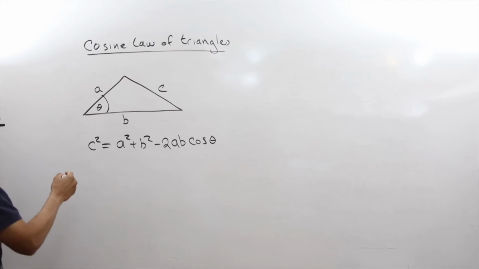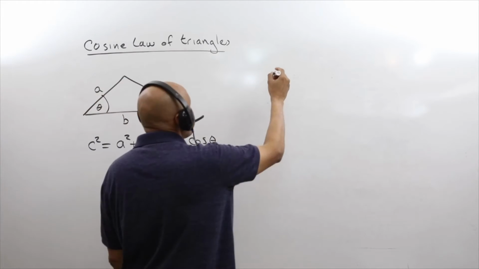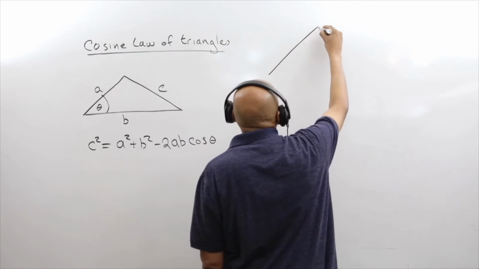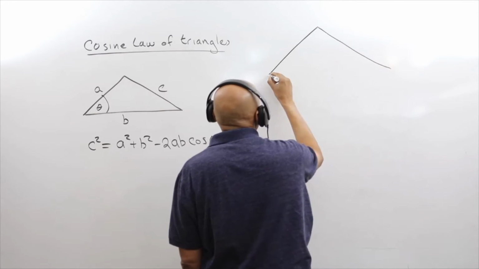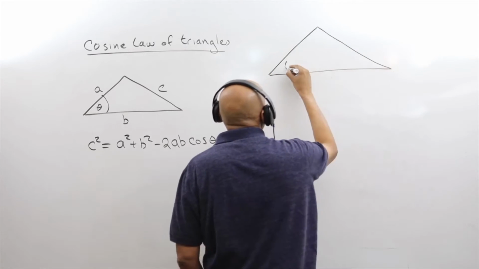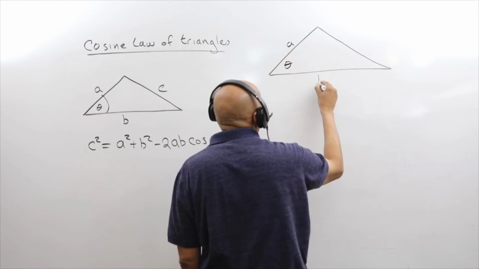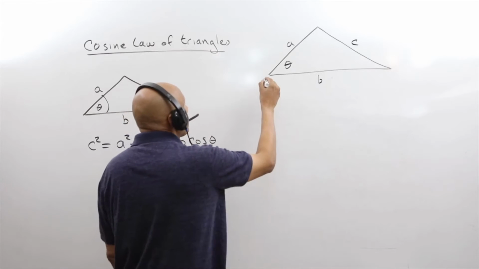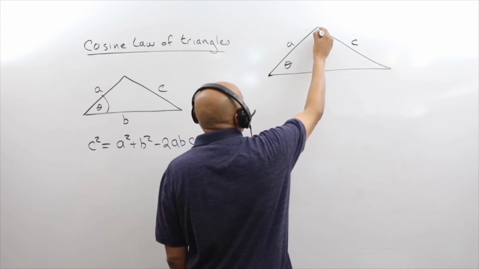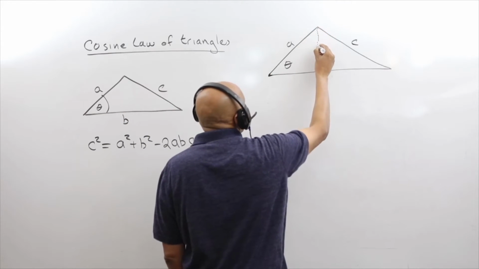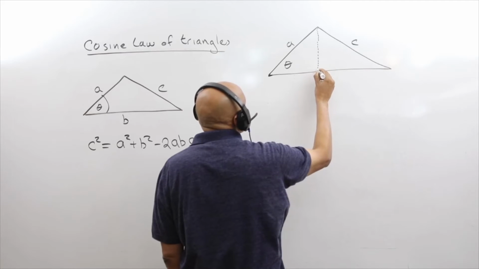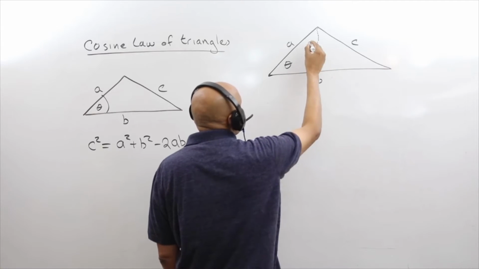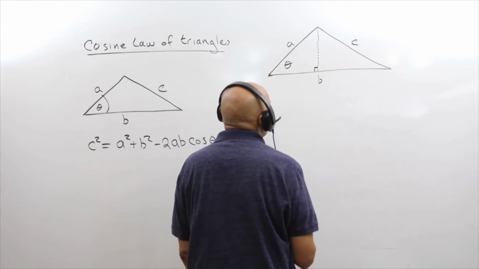So to understand the proof, I'm just going to draw a bigger triangle to make sure we understand. So here's our triangle. Here's our theta. Here is A. Here is B. Here is C. And the first thing I notice is I'm going to drop a perpendicular line across one side so that we have basically a right triangle on two sides.